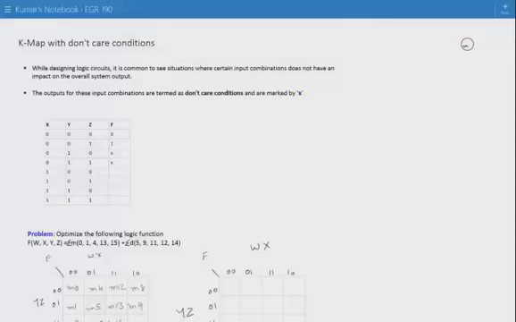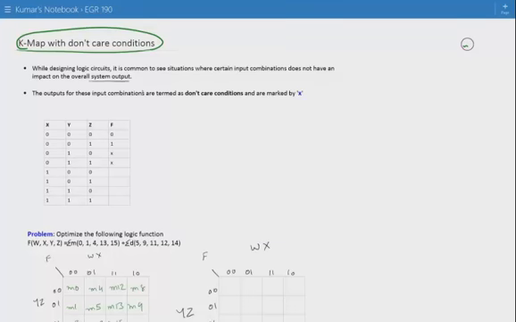Hello again. In this short video, we're going to talk about don't care conditions in K-map. It is quite common to see situations where certain input combinations do not have an impact on the overall system output.